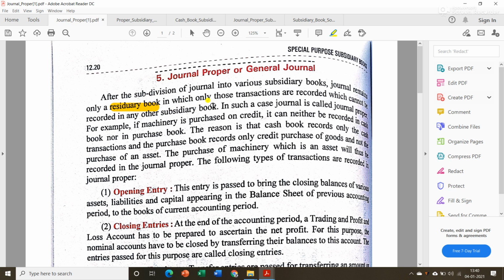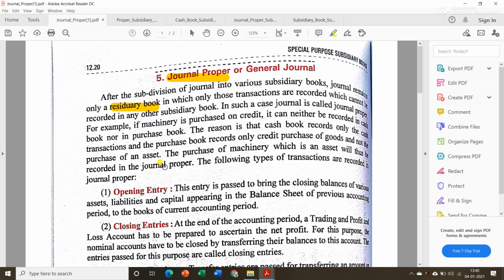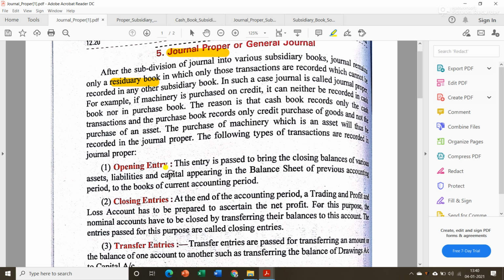Now for cash transactions we have the cash book to record them in. Then for credit purchase we have the purchase book, for credit sales we have the sales book. Then all the other transactions which we cannot record in any of the subsidiary books, those transactions are recorded in the journal, and that journal is nothing but our journal proper. Now let us see what are the transactions that we record in journal proper.